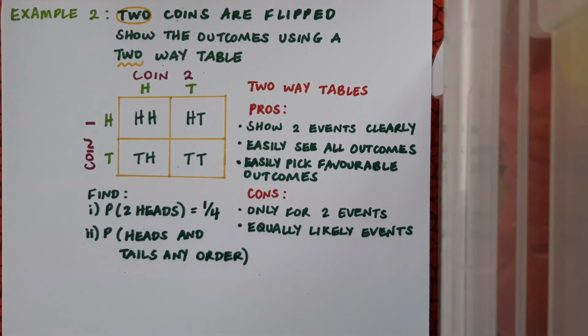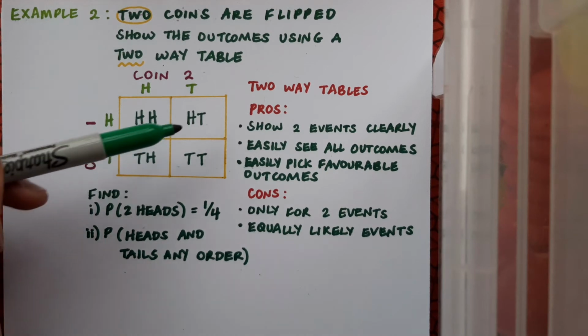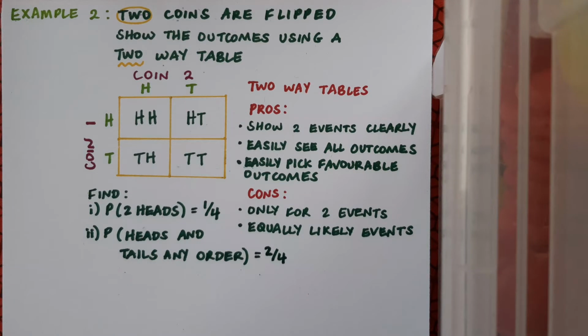Secondly, we've got heads and tails in any order. So that means it can be heads, tails or tails, heads. So let's have a look. We've got, again, 4 boxes, obviously. And in this case, there's 2 of those that are favourable. So I've got a probability of 2 over 4. You can cancel this to a half if you like.